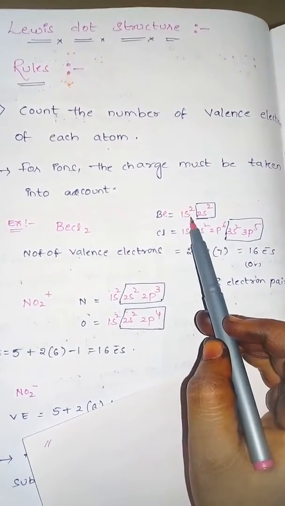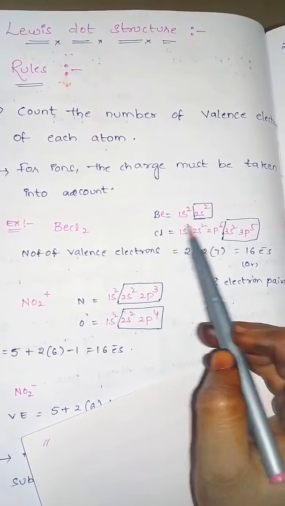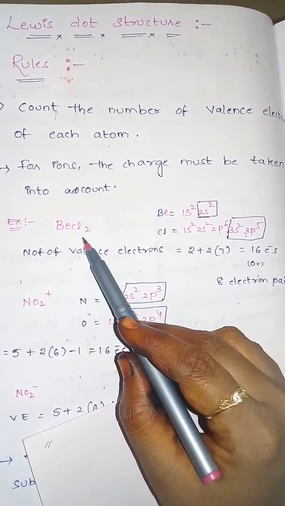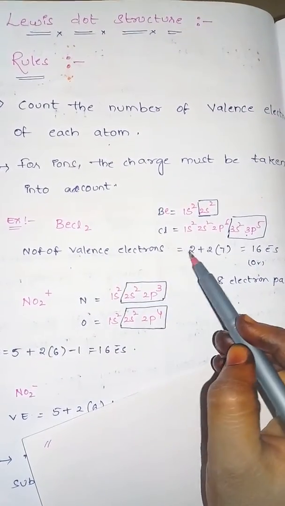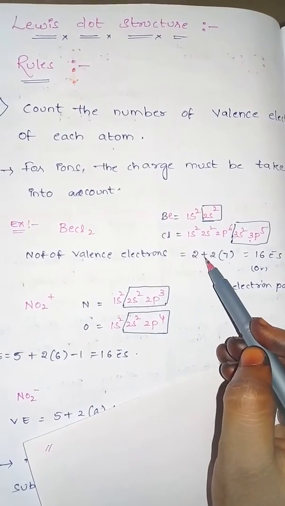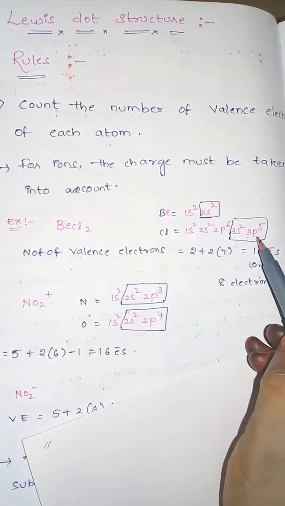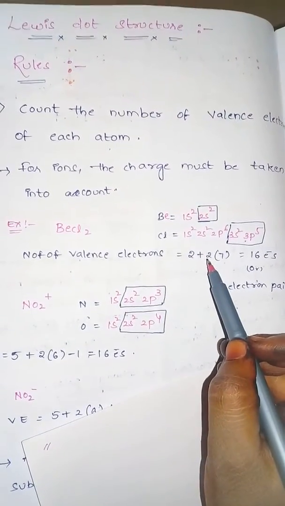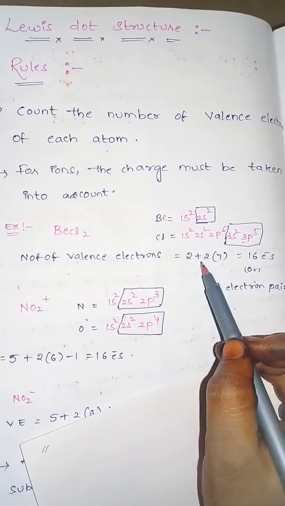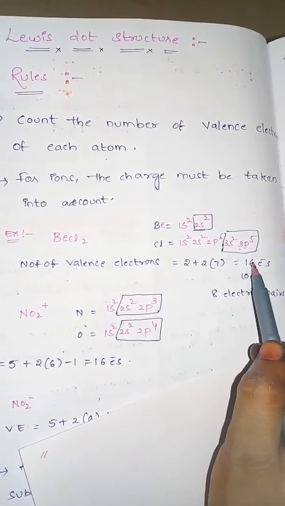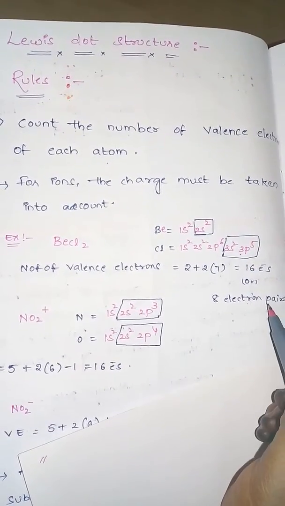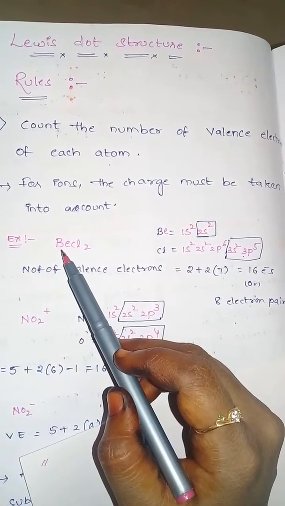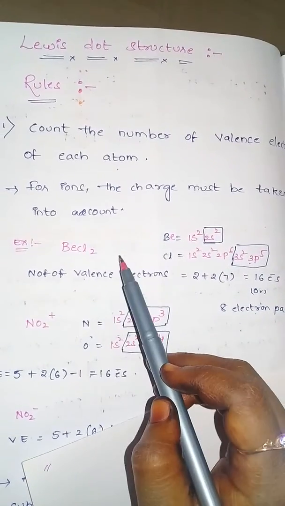BeCl2: beryllium valence electrons are 2 and chlorine valence electrons are 7. We have to add these atoms' valence electrons. Beryllium 2 plus chlorine 7, having two chlorine atoms, so 2 into 7, total 16 electrons, which means 8 electron pairs. So 16 valence electrons for the BeCl2 molecule.